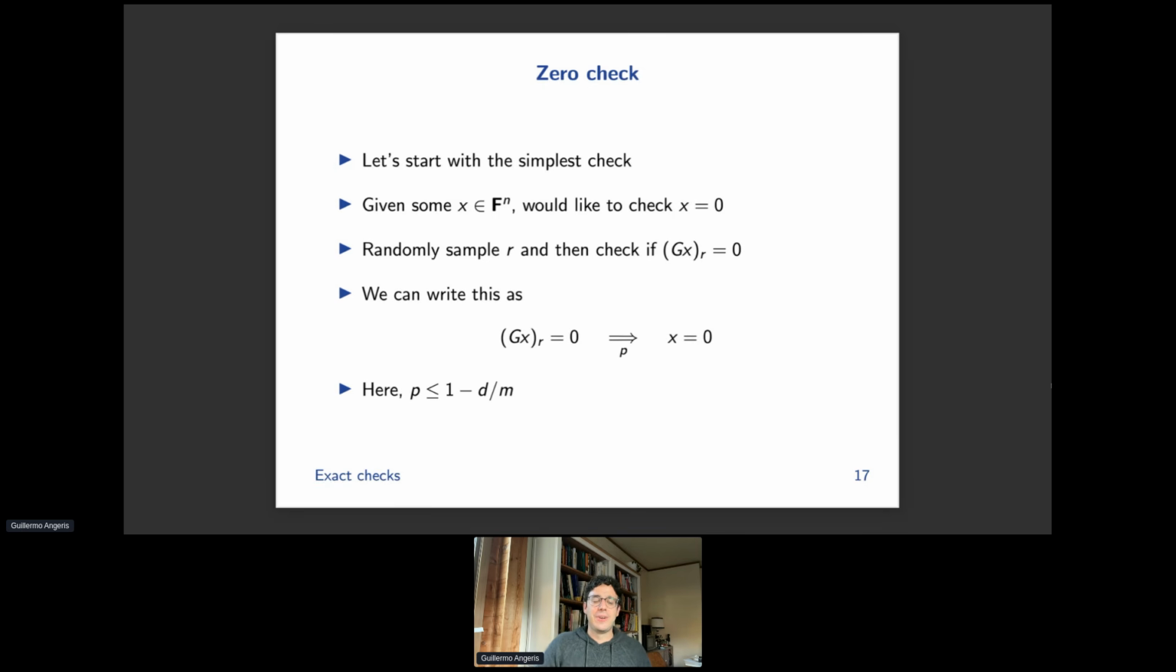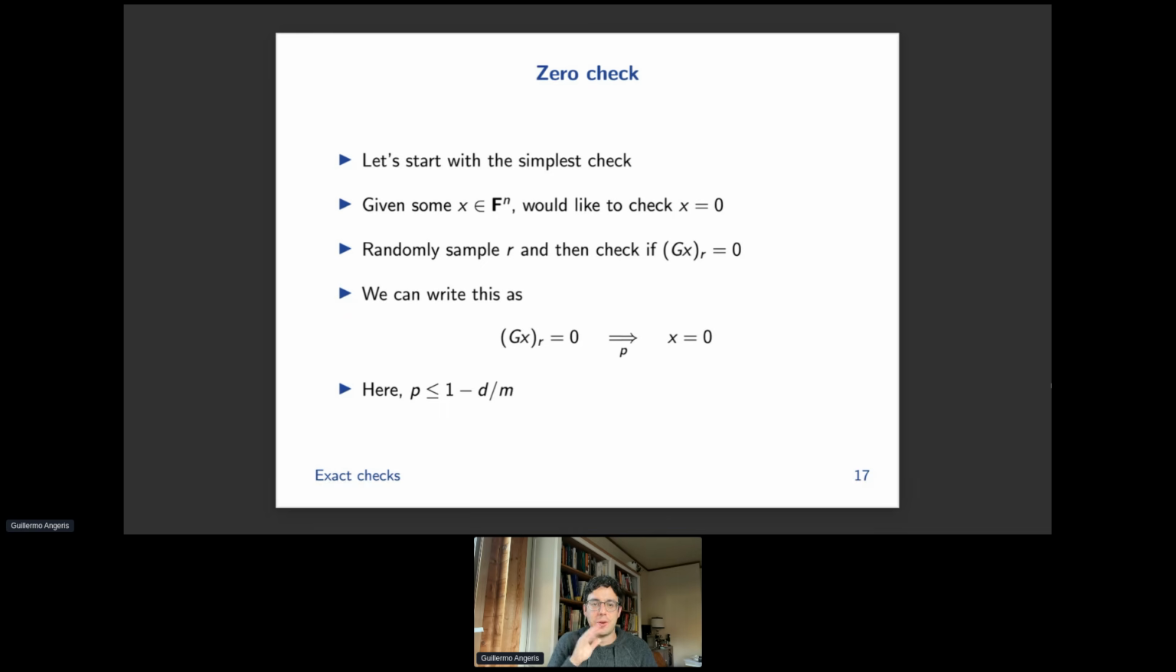Specifically, we can write it in probabilistic notation, which is going to be useful very soon. G times X, so that's, again, an encoded message. I check this rth symbol. I check if that's equal to 0, right? That's a statement that I'm making. I'm saying I have checked the rth symbol, where R is some uniformly randomly drawn number, and that's equal to 0. And if that statement is true, then with error probability at most P, that implies that X actually equals 0. And P here is defined as 1 minus the distance of the code divided by the number of rows of G, in other words, divided by M.